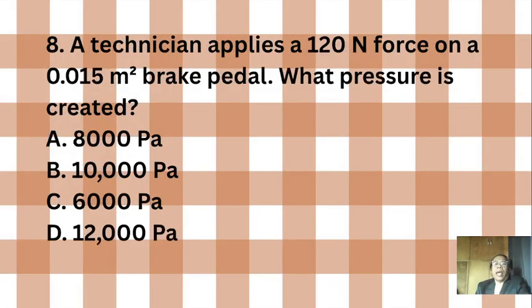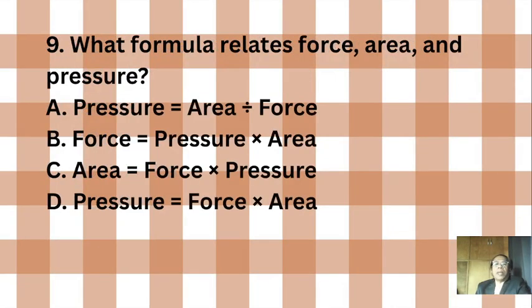Number 8, a technician applies a 100 Newton force on a 0.015 meter squared brake pedal. What pressure is created? A, 8,000 pascals. Letter B, 10,000 pascals. Letter C, 6,000 pascals. Letter D, 12,000 pascals.